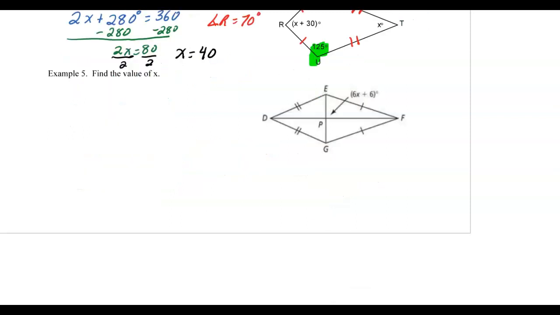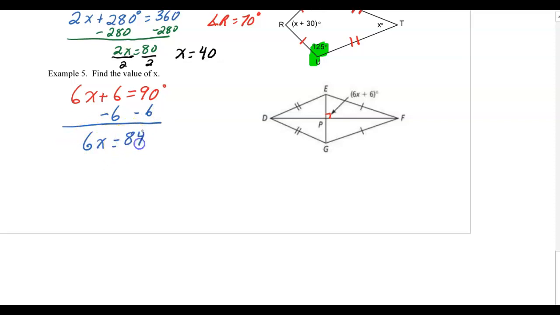Let's look at the last example. So in this problem, we have a kite, and this angle in the middle is 6x plus 6. We learned that the diagonals are perpendicular in a kite. So the equation would be 6x plus 6 is equal to 90. We'll subtract 6 from both sides. 6x is equal to 84. And when we divide by 6, x is equal to 14.